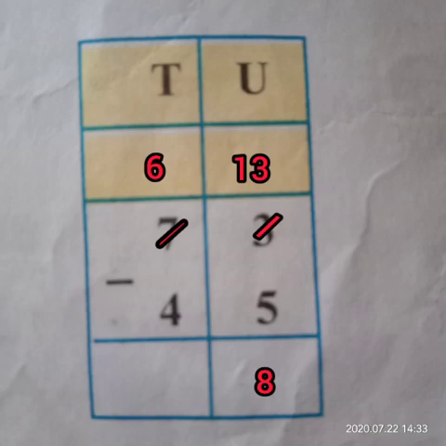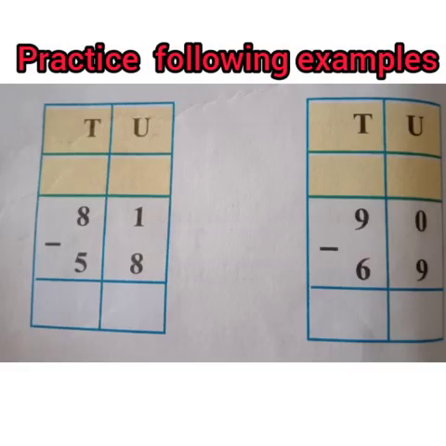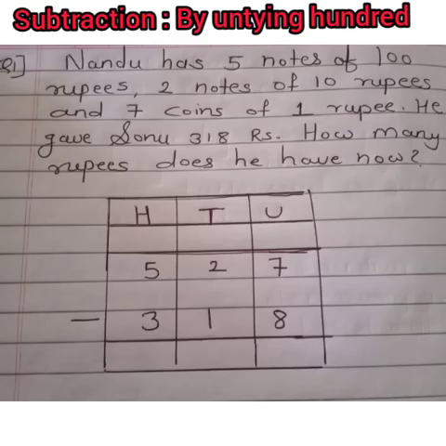We write 8 in the unit column. Now we see the tens column. 6 tens minus 4 tens is equal to 2 tens, which means our answer is 28. So 73 minus 45, the answer is 28. Students, in the same way you have to solve 81 minus 58 and 90 minus 69. Students, now we are going to learn subtraction by untying a 100.